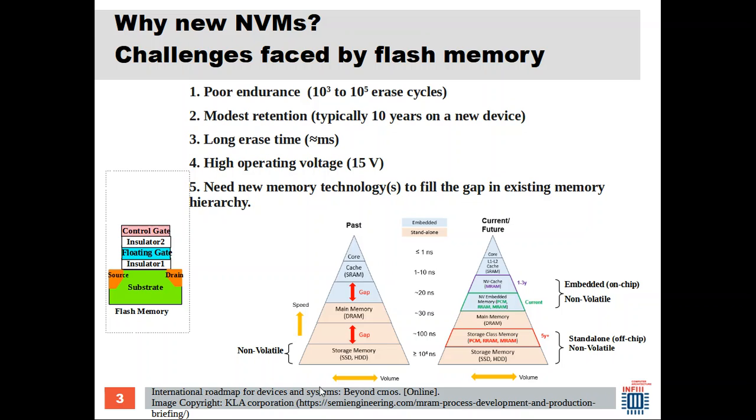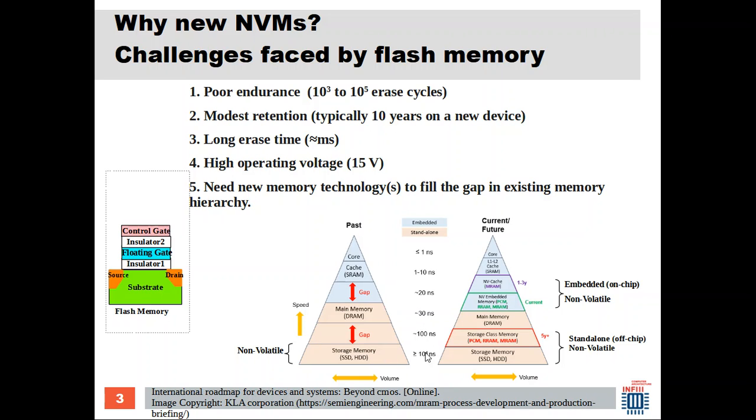Also, if you look at the memory hierarchy, you have the on-chip cache, which is made of SRAM, and the main memory, which is dynamic random access memory. The access time of DRAM is around 30 to 40 nanoseconds. Then you have the storage memory, which is your NAND flash based solid state drives or your magnetic hard disk drive, with access times of hundreds of microseconds to even milliseconds.